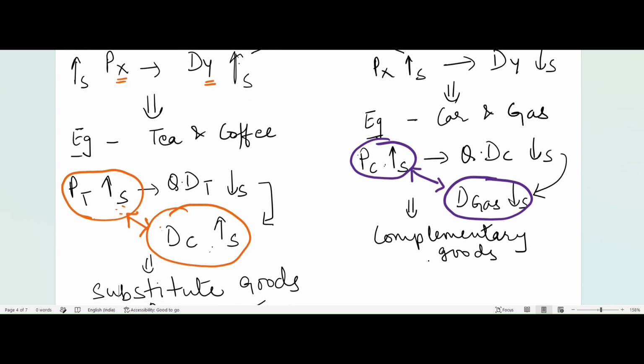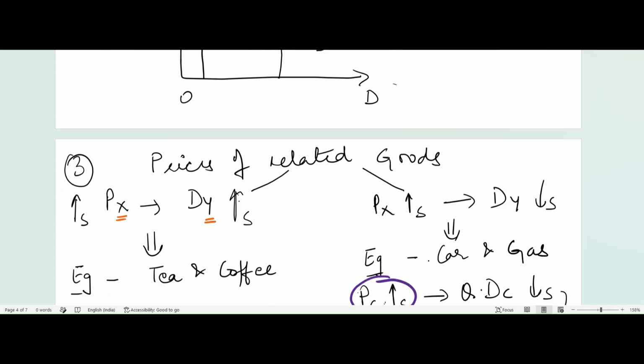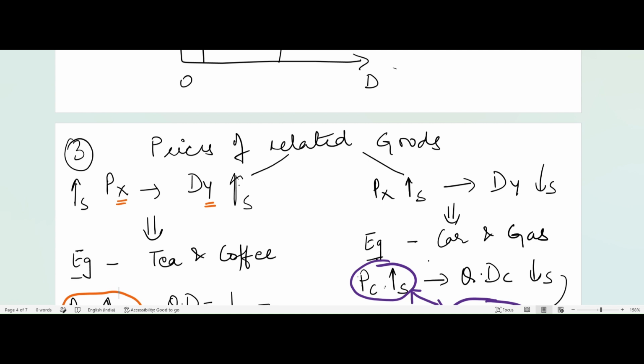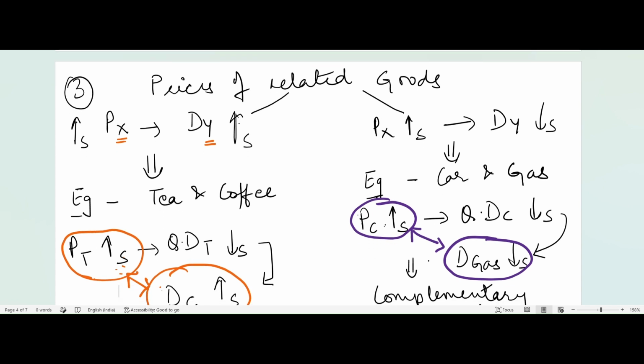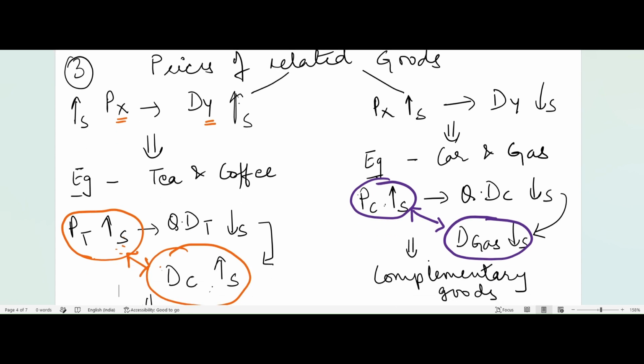So that's what this is: prices of related goods. You can have other examples as well. For substitute goods, let's say for me, sweaters and sweatshirts are substitute goods. So if the price of sweaters increases, I will move to sweatshirts, so my demand for sweatshirts increases. That is why for me, those two goods are substitute goods.